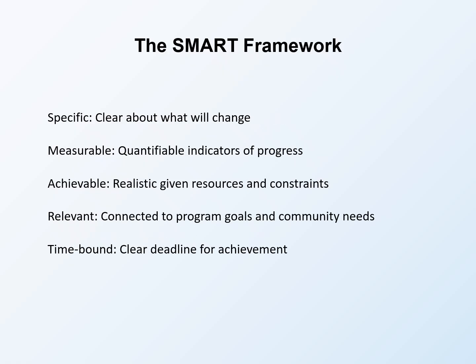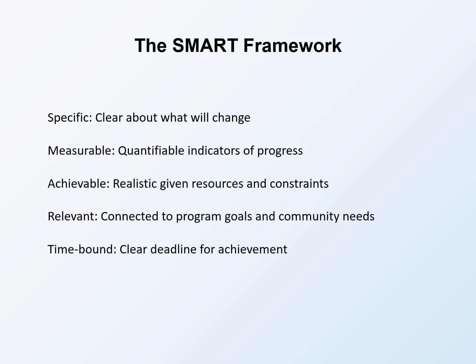The SMART framework is the standard for writing good objectives. Let me walk through each element. Specific means the objective is clear about exactly what will change. Not improve health, but increase rates of colorectal cancer screening. Measurable means there's a quantifiable indicator. You can put a number on it, from 30% to 50%.